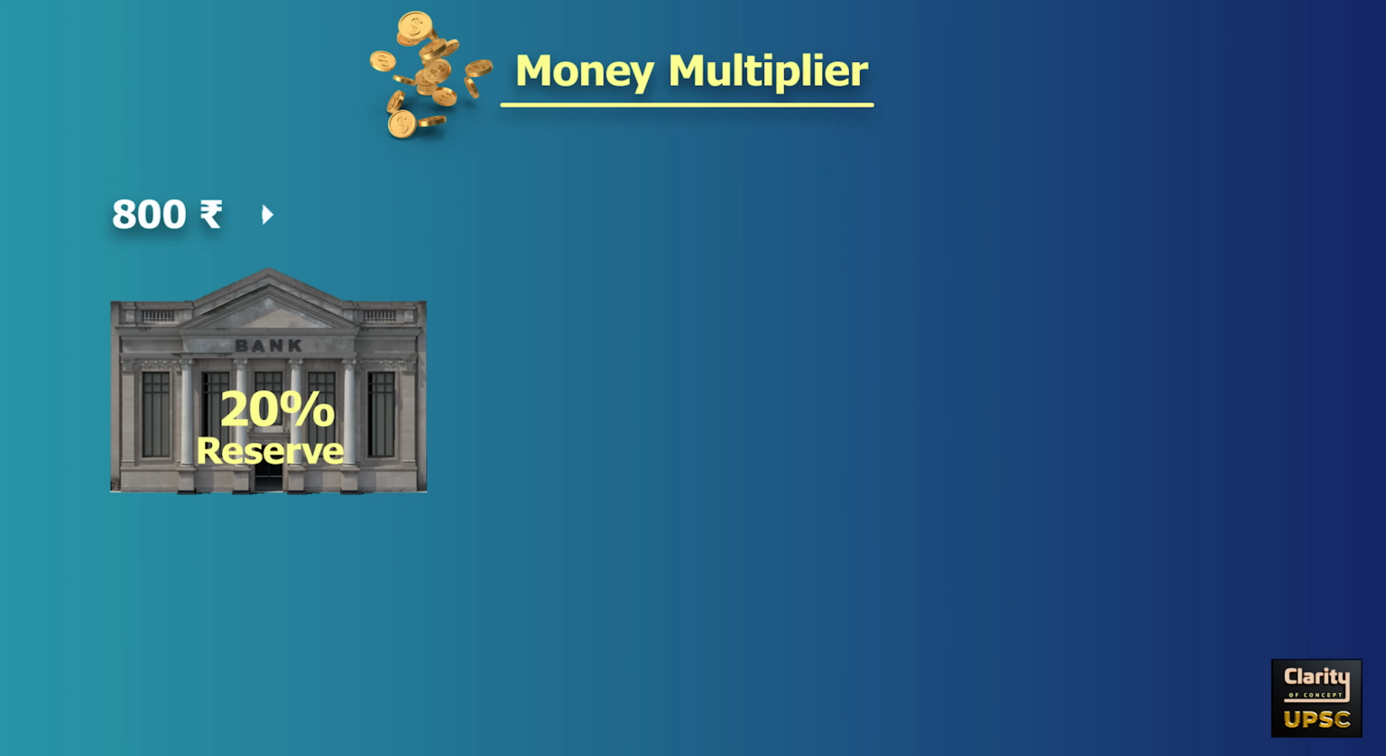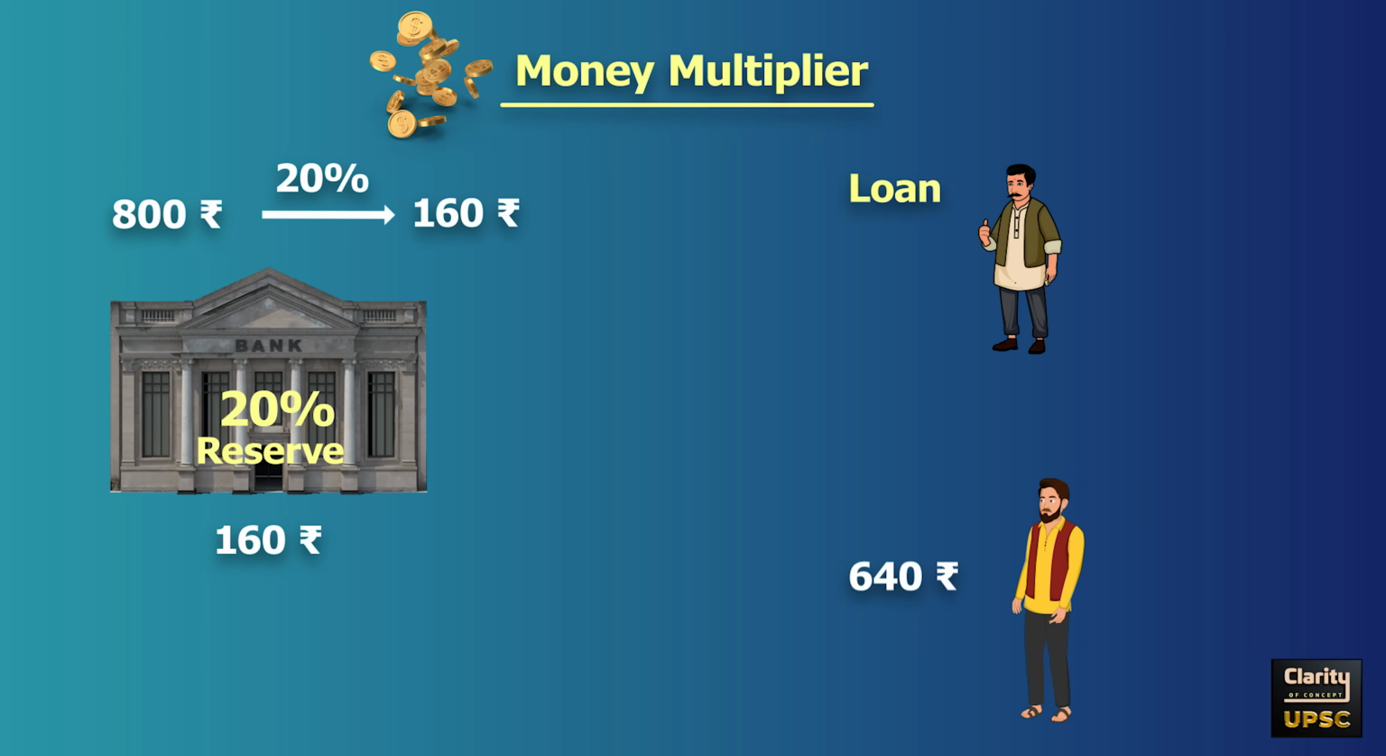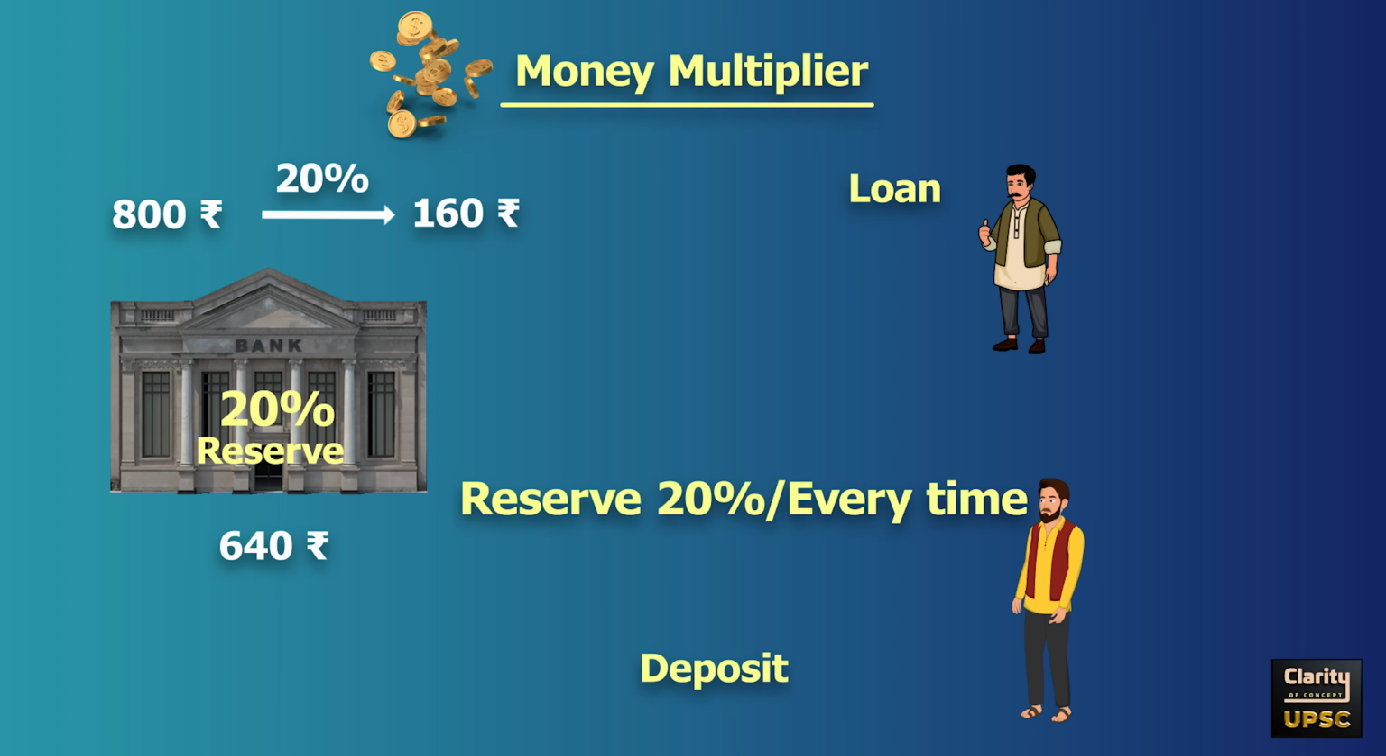Again, bank keeps 20% of 800 rupees. That is 160 rupees kept aside. Then 640 rupees is lent again. This process keeps repeating. Every time 20% is kept as reserve and the rest is lent.